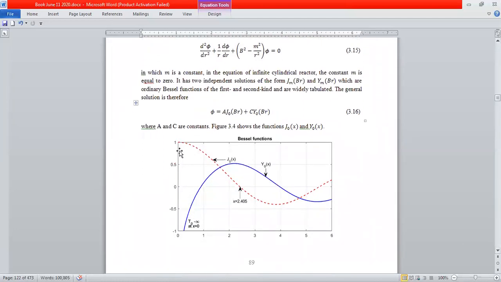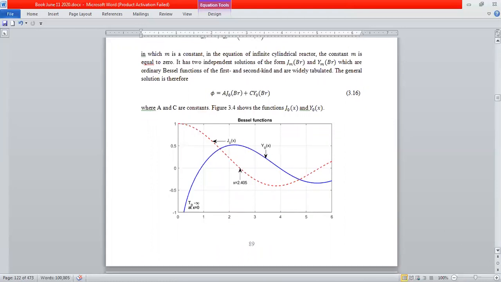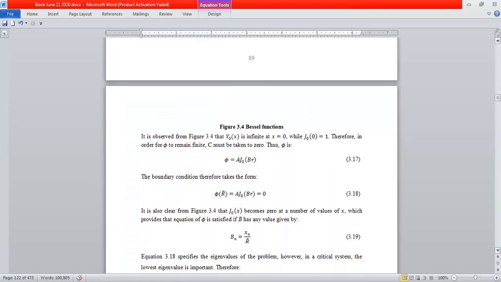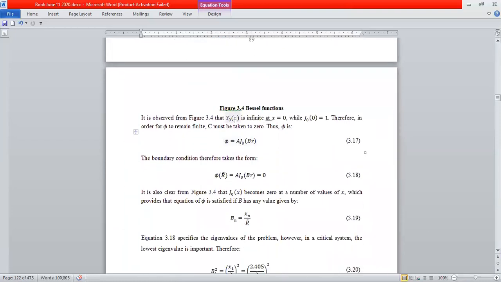Now, look at the J naught. It's well behaved. Look at the Y naught. It's not well behaved, because look what happens at the origin. It's going down to minus infinity. I don't want a solution which is minus infinity, so I'm going to throw the Y naught out. I'm going to do that by putting C equal to 0. Y naught is infinite. I don't like it. So I keep a J naught.